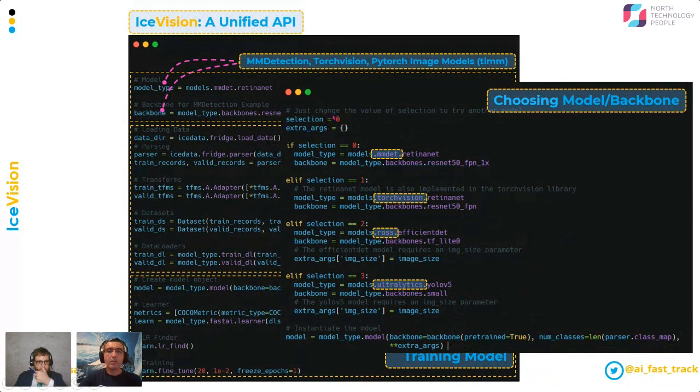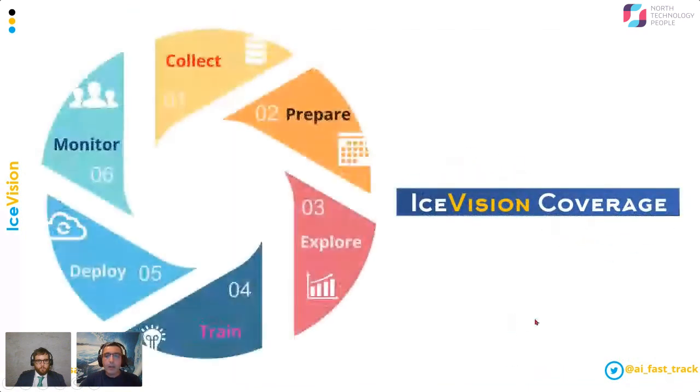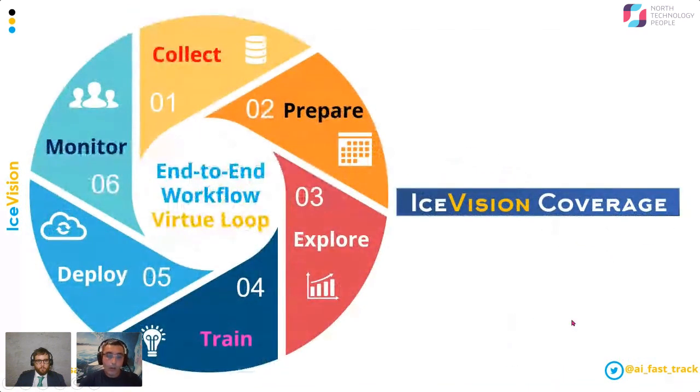And for all these models, all I have to do is decide which model I want to use. So I can switch the selection from 0 to 3, and then I can switch from one model to another.